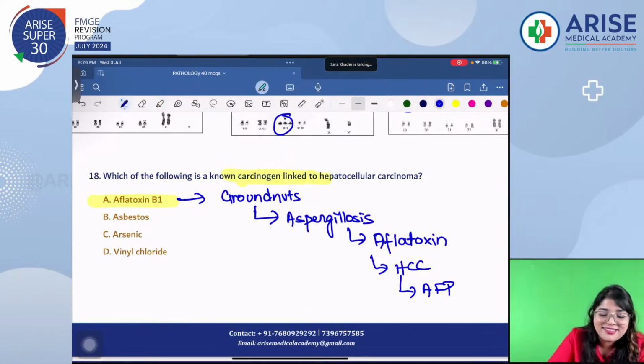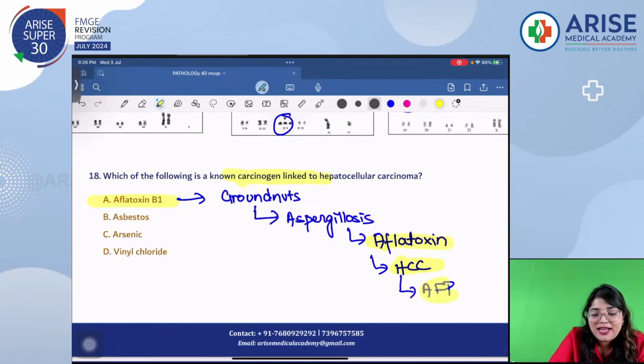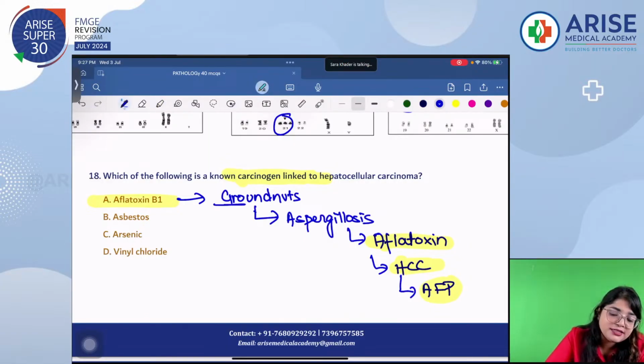यही करते बैठते हैं. Remember about aflatoxin? It causes hepatocellular carcinoma and increases the level of AFP. Okay, groundnuts याद रखना, aspergillosis. ठीक है?